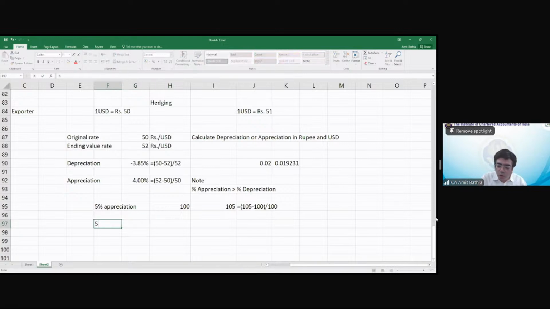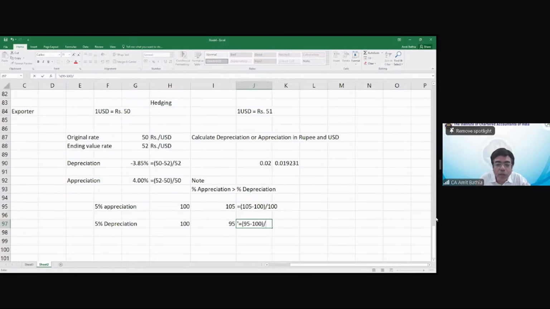Now let's talk about 5% depreciation. What does that mean? It was 100. 100 became what? 95. Yes, are you with me? Yes, sir. So now I have to calculate this particular value. Now first of all, it is depreciation, so the value should come negative. 95 minus 100. Again same thing, right? Ending value minus opening value.